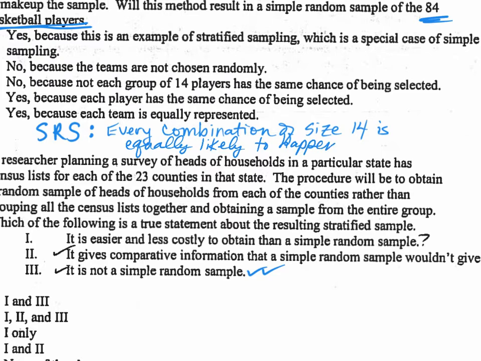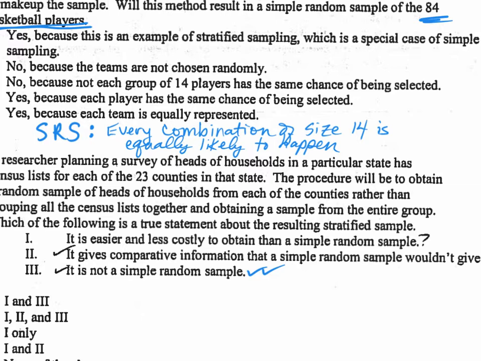Is that possible when they pick 2 from that team and 2 from that team and 2 from that team and 2 from that team? Is every possible combination possible? Would a combination include 12 from one team and 2 from another team?